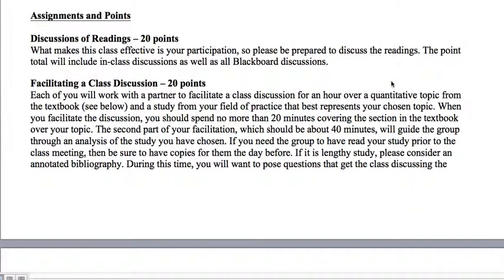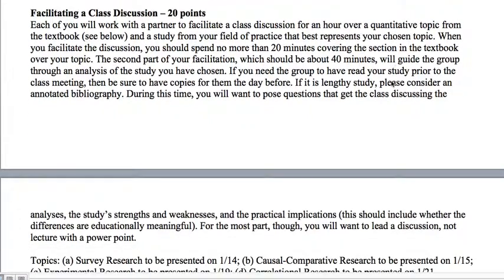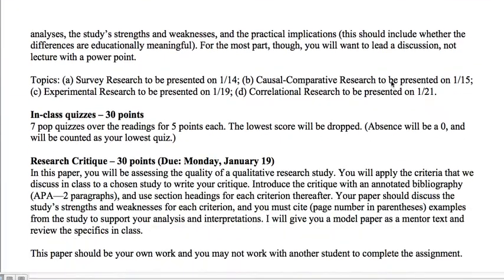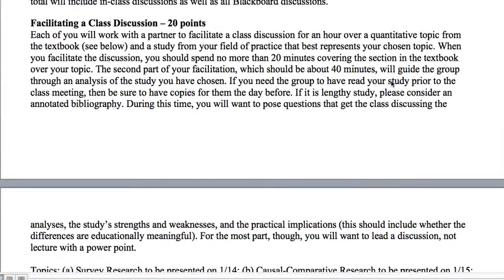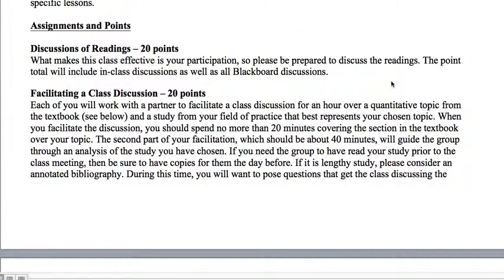100-point total. I've divided it by 20 points for the discussion of readings, 20 points for facilitating a class discussion, 30 points for in-class quizzes, and 30 points for the research critique. That equals 100 points.